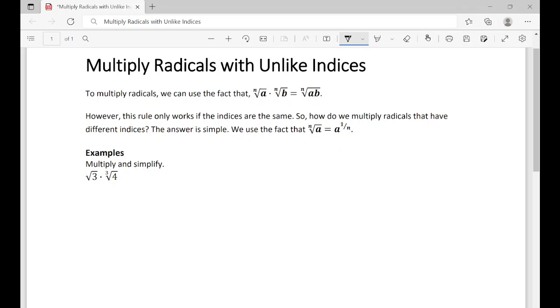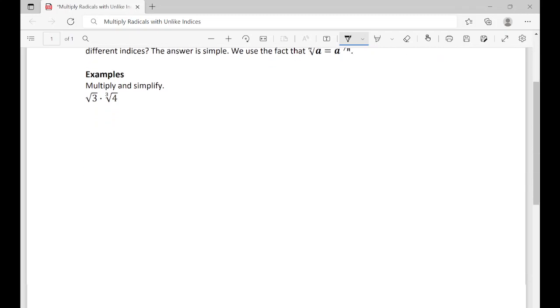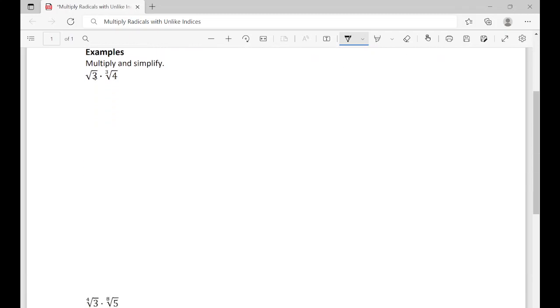So how does that help us? Let's see how it goes. So we're going to multiply the square root of 3 times the cube root of 4. So first things first, I'm going to rewrite the square root and the cube root as 3 to the 1/2 power times 4 to the 1/3 power.